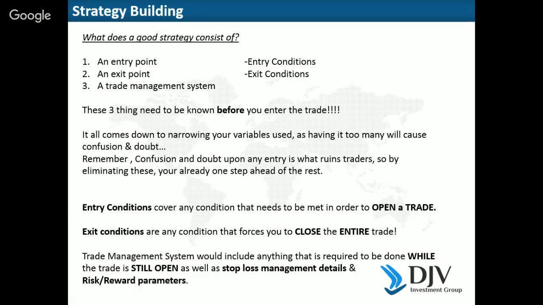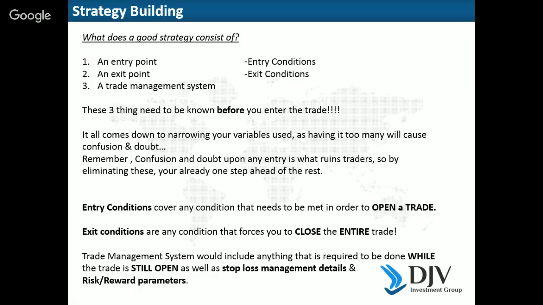The other part is exit conditions. So remember, we've got entry conditions, what's needed in order to open the trade. Exit conditions is everything that needs to happen or confirm in order for us to close the trade. So we've got an entry mechanism and an exit mechanism. Those are the basic components that form any strategy. But then there's a third one as well, and that is the trade management system. That would include anything that needs to happen or needs to be checked while the trade is open.